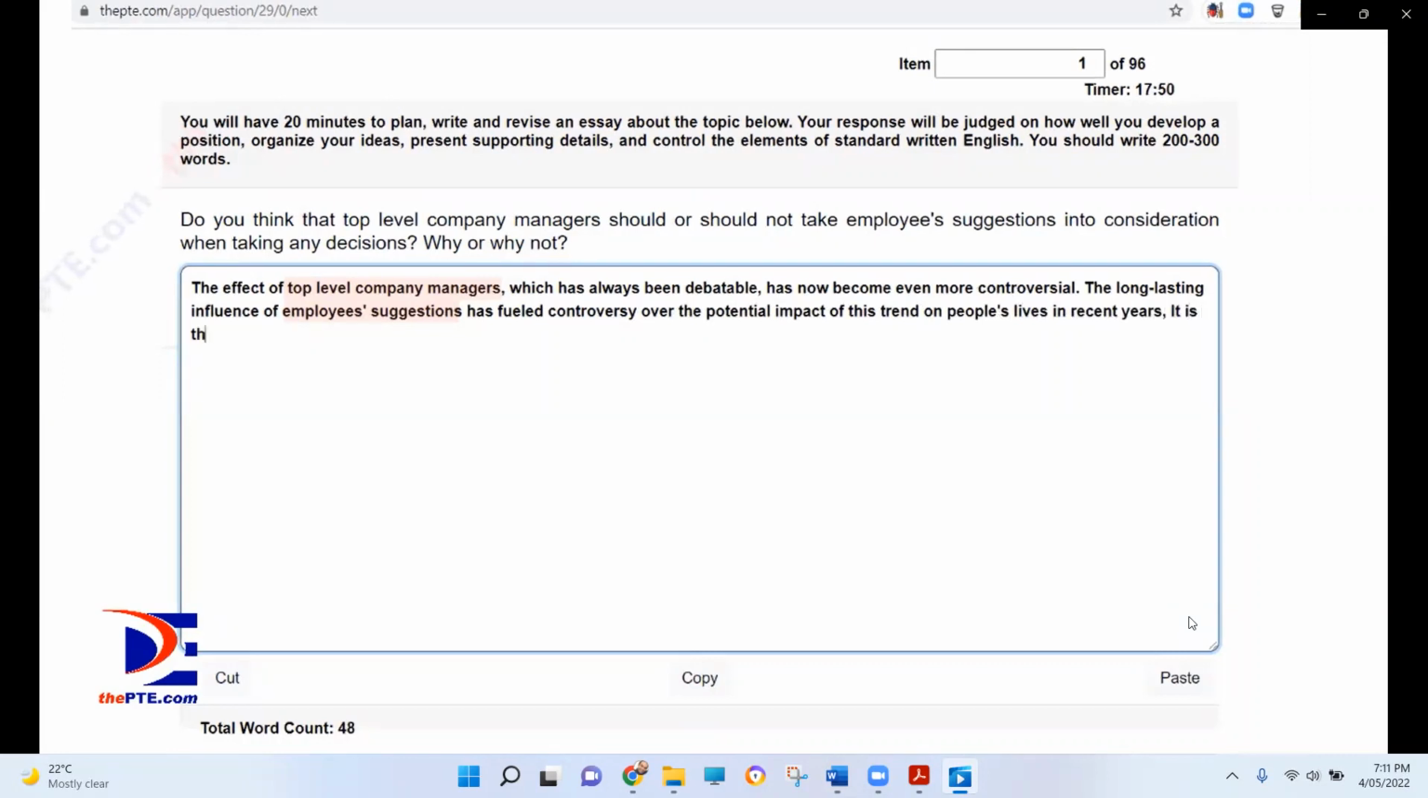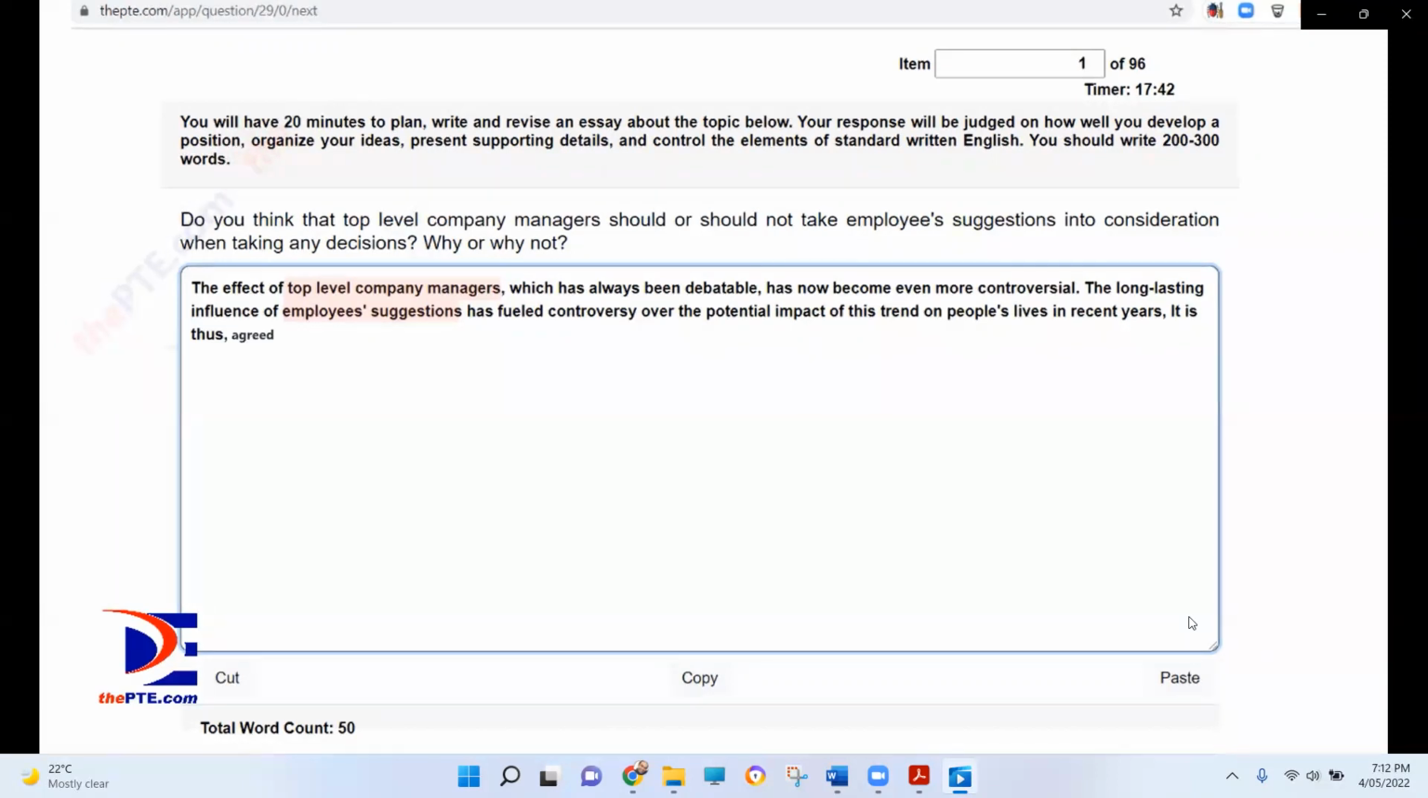"It is thus agreed that," and now you need a thesis. So make sure your thesis is grammatically okay, and also check the spellings because you are going to copy and paste this thesis many times. So here, the topic asks if you think the top-level company managers should or should not take employees' suggestions into consideration when making decisions. And remember, you should not try to make sense here. Therefore, choose the one that is easier for you.